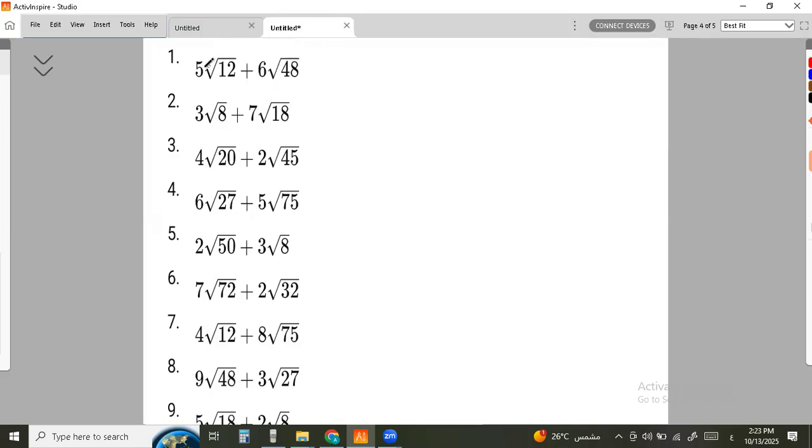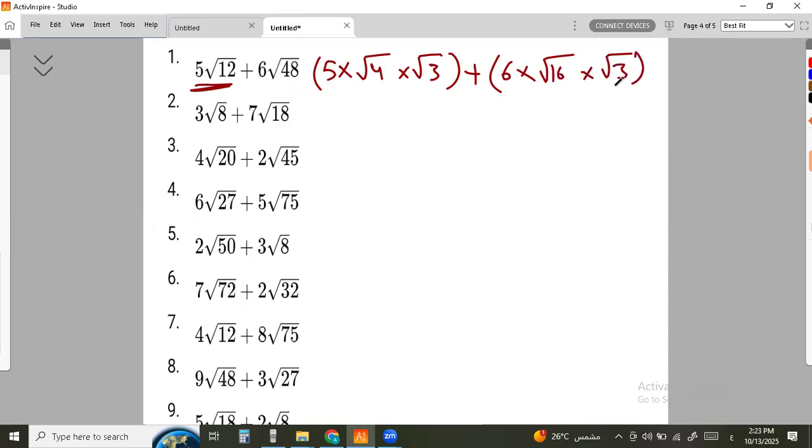Let's see. 5 times root of 12. I'm going to break it into root of 4 times root of 3. This is the first one. Plus 6 times root of 48. This is going to be 2 times 24, no, 3 times 16. Yes. So it is root of 16 times root of 3.